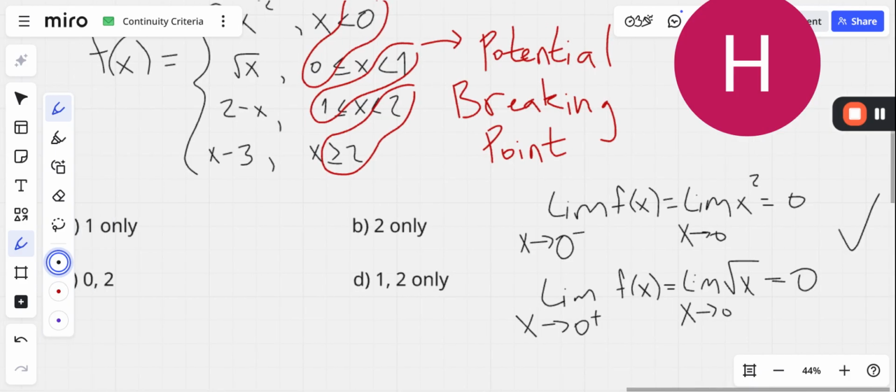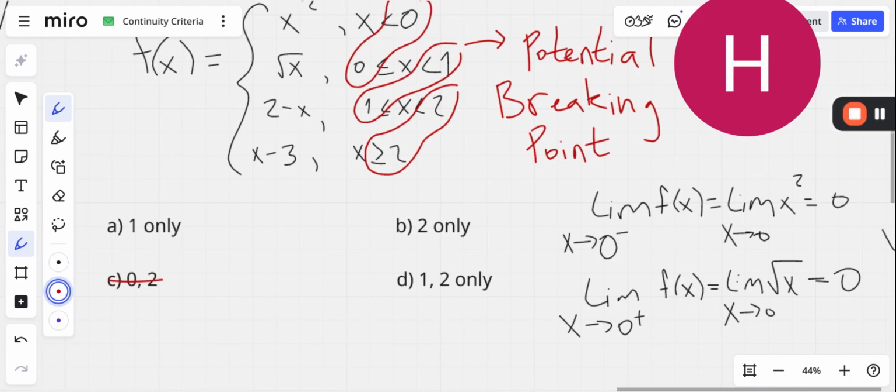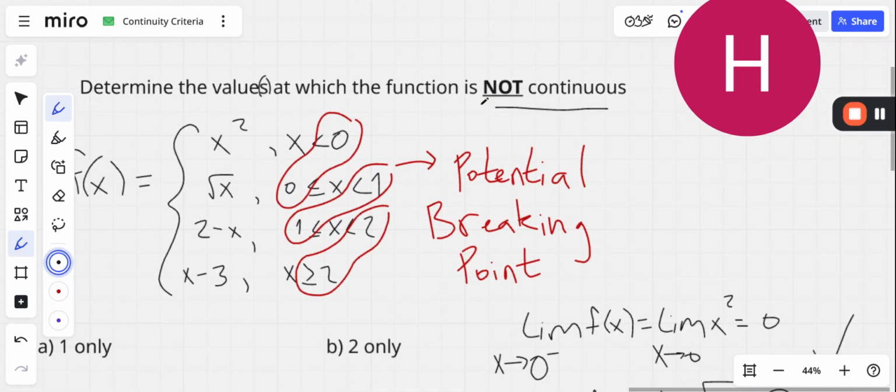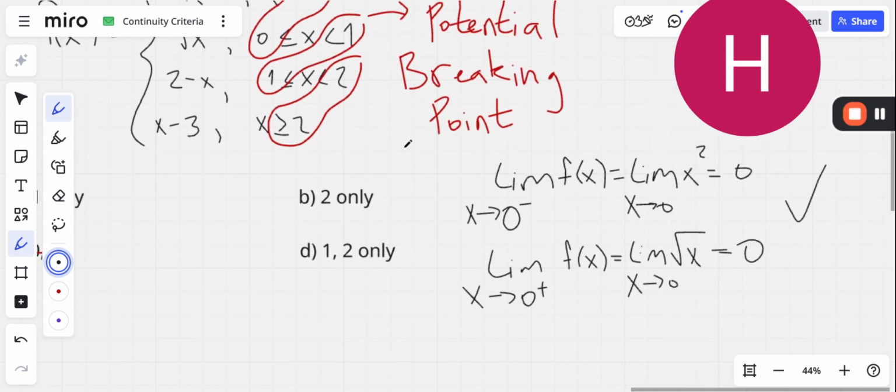So we know the answer is not C, because 0 is a value at which the function is continuous. We want the value or values at which the function is not continuous. So we've considered x equals 0. We determined that it's continuous there. Now let's move on to x equals 1.